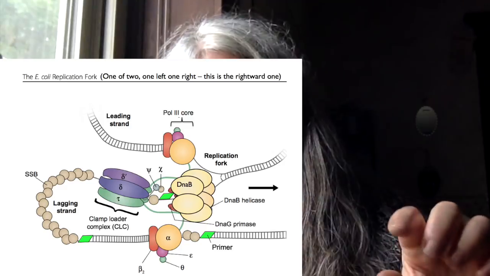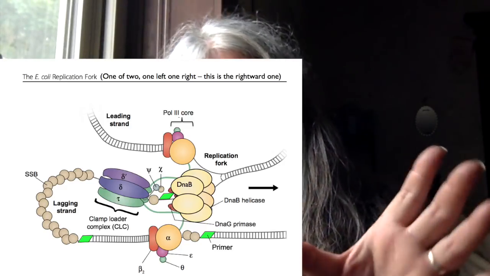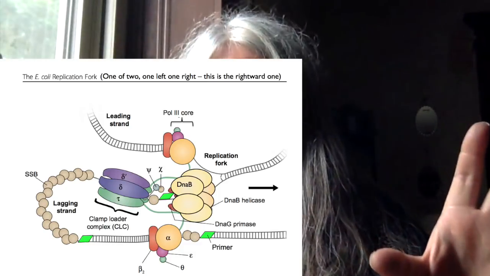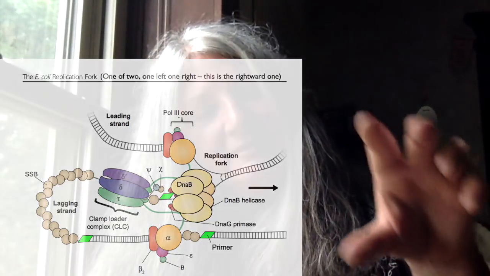Once this DNA gets to a specific length, the beta-2 clamp will be released, and therefore the polymerase will also be released. And the clamp loader will load another beta-2 clamp a little further down on the DNA, and another polymerase will bind to make another Okazaki fragment.